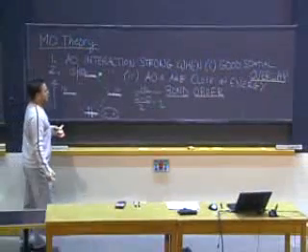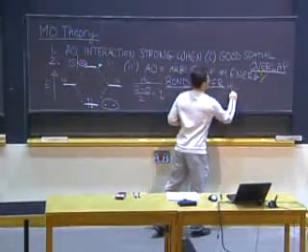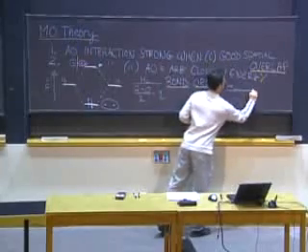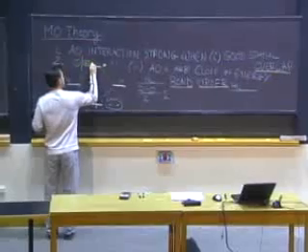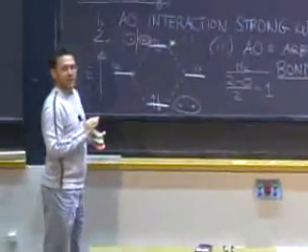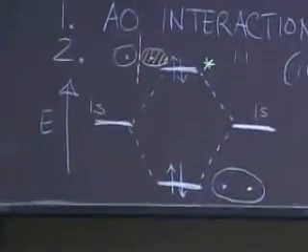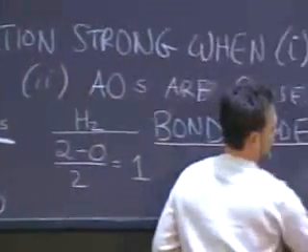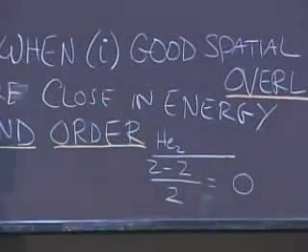But if we have He2, then in the He2 system, we've got two more electrons, and the only place they can go is up here in the anti-bonding molecular orbital. So we have 2 bonding minus 2 anti-bonding over 2 is equal to 0, for a bond order of 0.